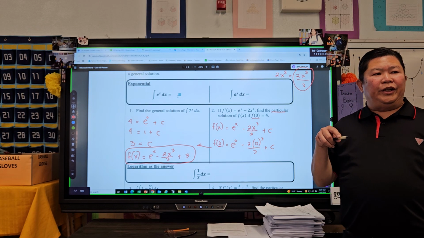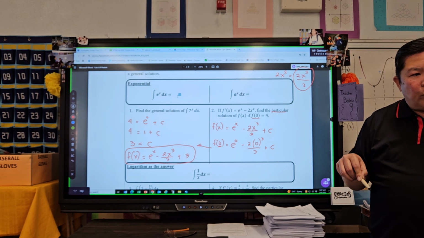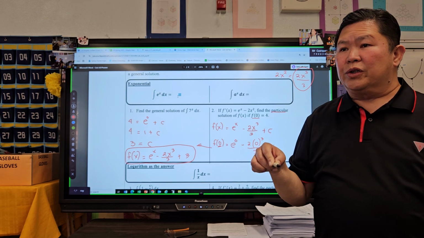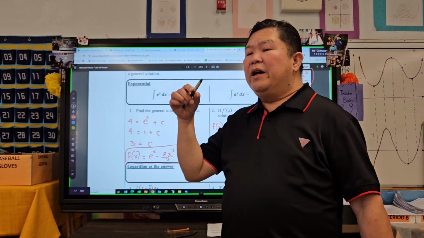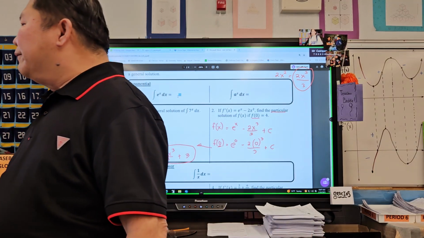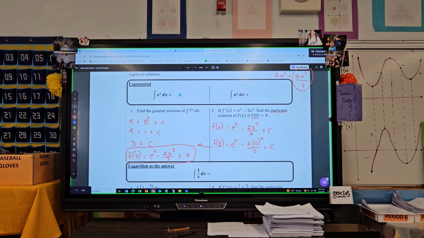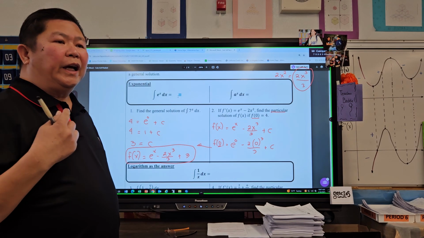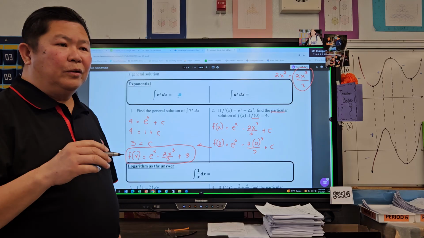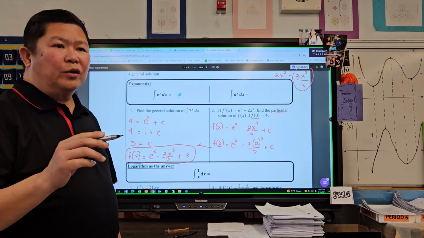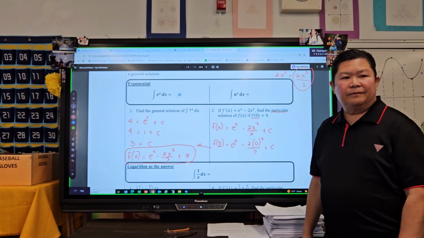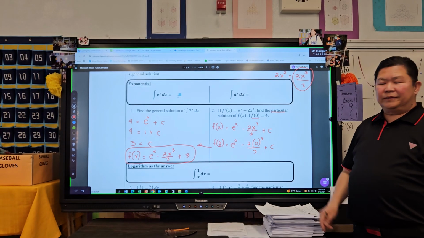So again, you need to be careful of the question. Find the general solution or find a particular solution. Once the question says find a particular solution, you have to solve for the value of c, the constant. Careful with that question. What to find? Particular or general? Okay. Can I move this up now? You guys done copying? Okay.